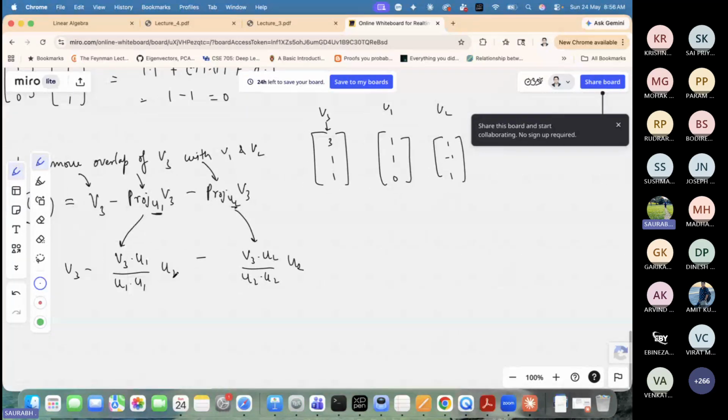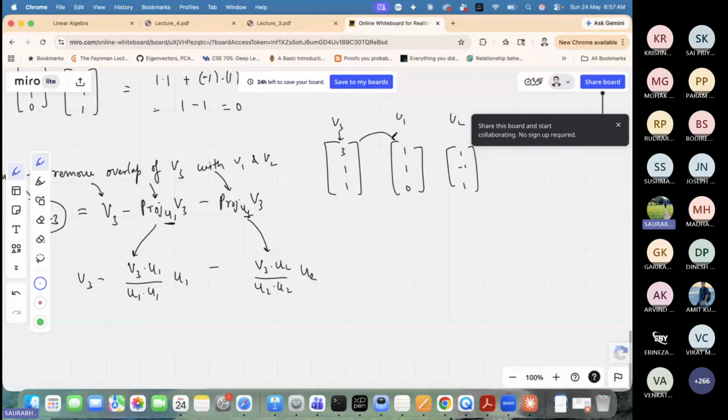v3 dot u1, you have these two vectors, 3 into 1 plus 1 into 1 plus 1 into 0. So it would be basically 4 at the top, divided by u1 dot u1. You already know it's 2, right? Into u1 minus this particular part v3 dot u2, 3 into 1 minus 1 into 1 plus 1 into 1. It basically would be 3, right? 3. And u2 dot u2, you should cross verify.